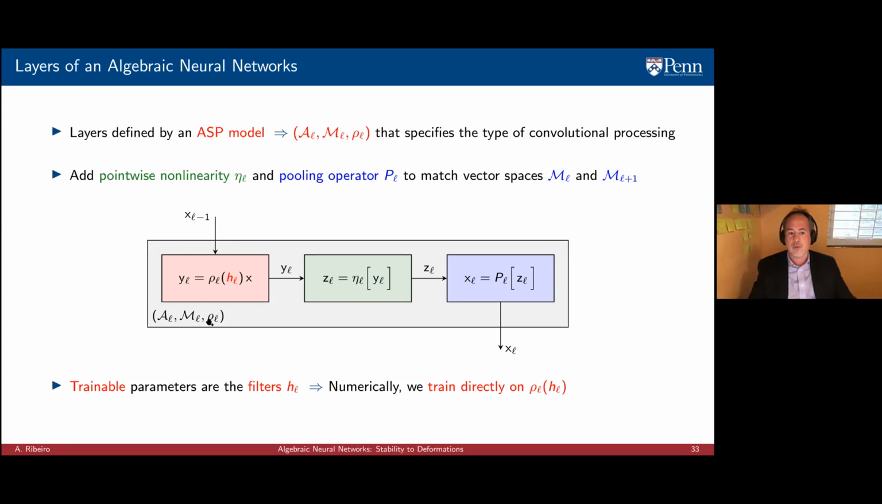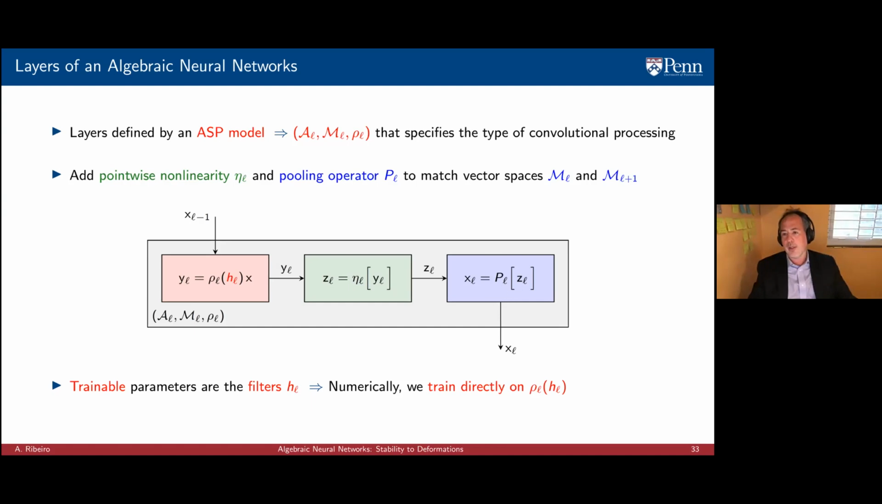In each layer, you have a specific ASP model, which is defined by a certain algebra, a certain vector space, and a certain homomorphism. That specifies the type of convolutional processing. Within each layer, you add a pointwise nonlinearity, and you add a pooling operator here, which I'm going to explain in a minute. So I am composing convolutional filters with pointwise nonlinearities.